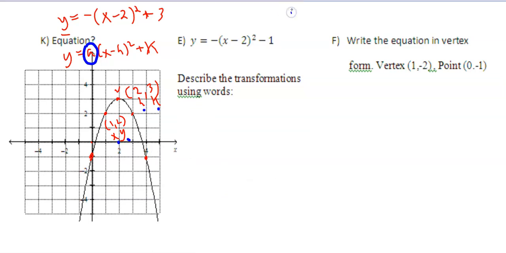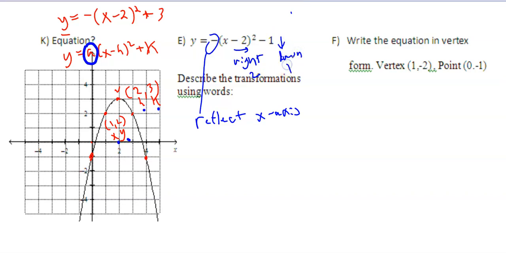Almost done here. So transformation. So this one would be a reflection across the x-axis. This one is going to move it to the right 2, and this one is going to move it down 1. So say all those things in words, and you got it. And write the equation in vertex form.